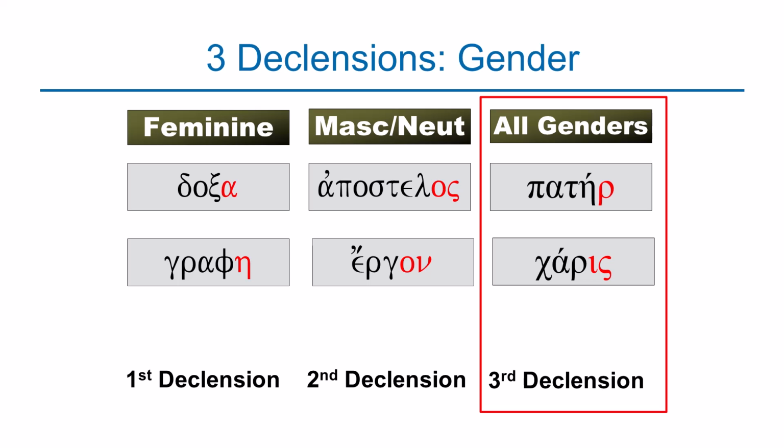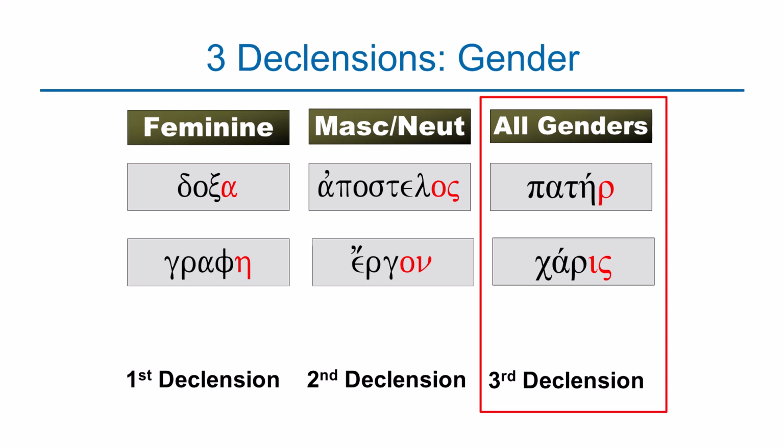And then you have third declension nouns. Third declension nouns refer to all the three genders. This refers to a mixture of all the three genders. You have words that are in the feminine, you have words that are in the masculine, you have words that are in the neuter.